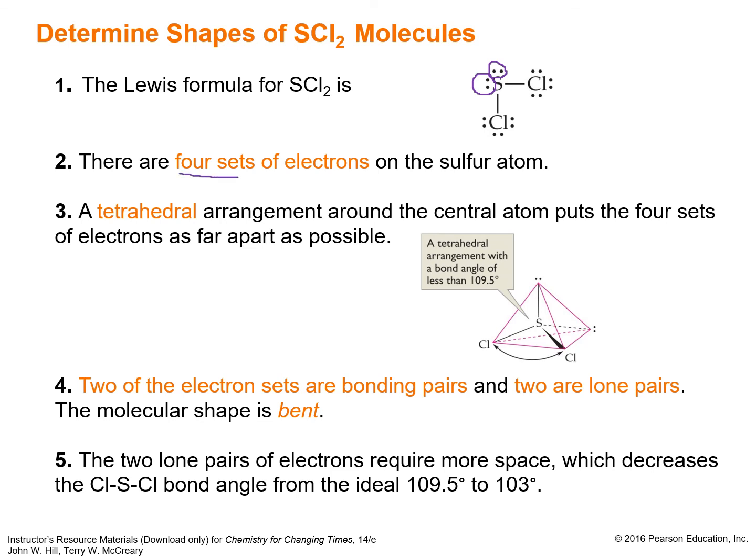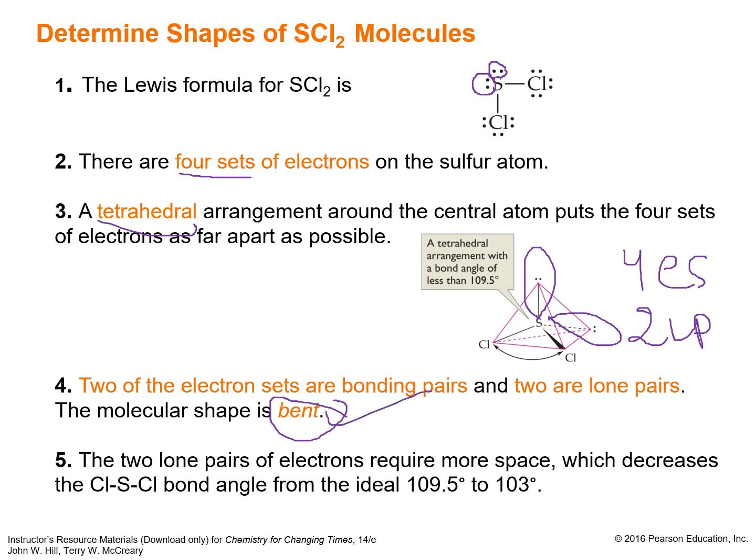There are 4 sets of electrons, and whenever you have 4 sets of electrons, the geometry is tetrahedral around the central atom, right? So the geometry is tetrahedral, but there are 4 electron sets, and 2 of them are lone pairs. And what does the lone pair do? The lone pair sits in this and in this way. So now you're left with only the bent molecular shape.